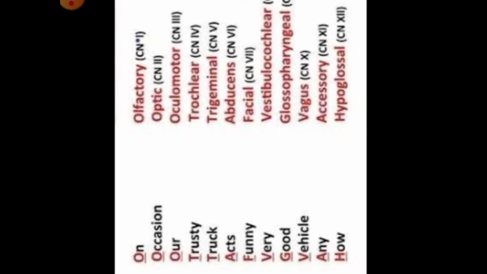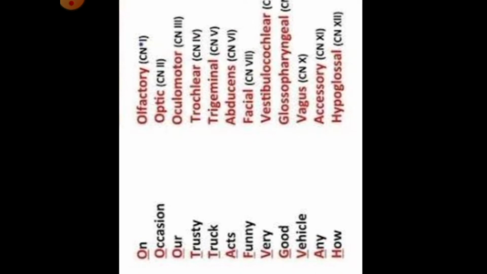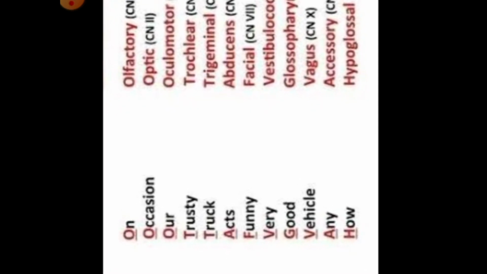The first nerve is olfactory, then optic, oculomotor, trochlear, trigeminal, abducens, facial, vestibular, cochlear, glossopharyngeal, vagus, accessory and hypoglossal. The mnemonic used for this is a very classical mnemonic used from the past, and this is: On occasion our trusty truck acts funny, very good vehicle anyhow.